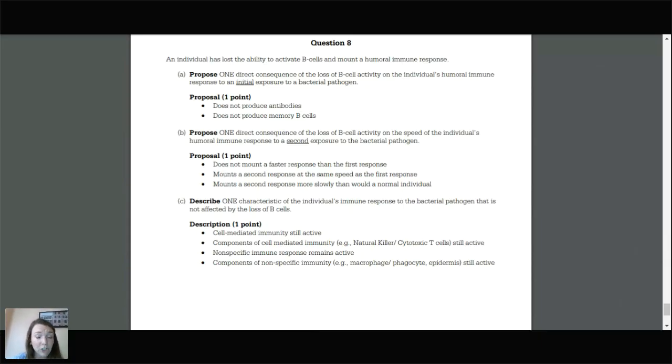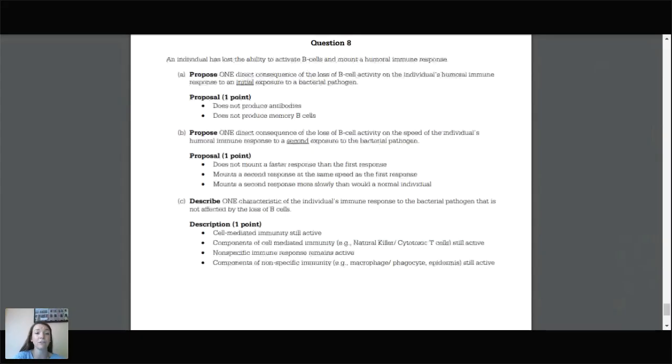Okay, so this question from 2016: an individual has lost the ability to activate B cells and mount a humoral immune response. Part A, propose one direct consequence of the loss of B cell activity. This question is just saying, how do B cells impact the initial exposure? And then the second asks how this will affect second exposure. You need to know that B cells have memory, and that B cells produce antibodies.